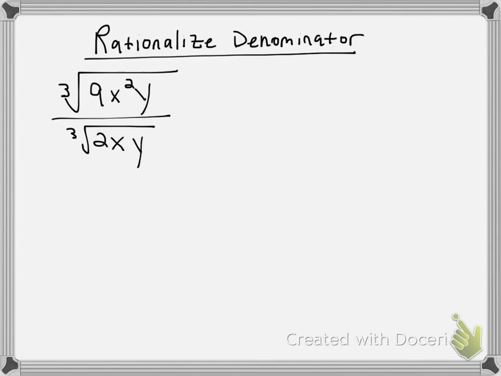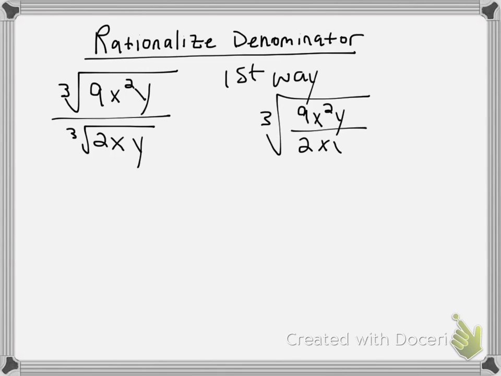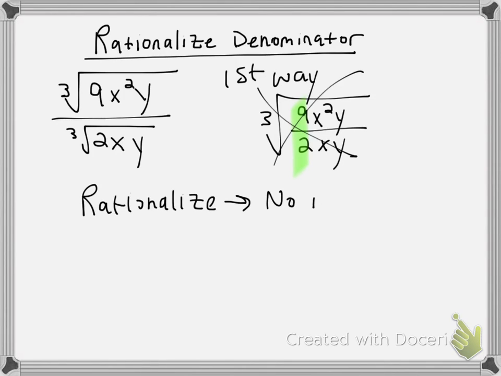Now the first way that we tried this was to write this as a single root, and then simplify that. The problem that we're coming into is that that's a fraction. If that happens, you're not going to go with this way. Instead, we're going to do something called rationalize. So rationalize just means no roots in the denominator.